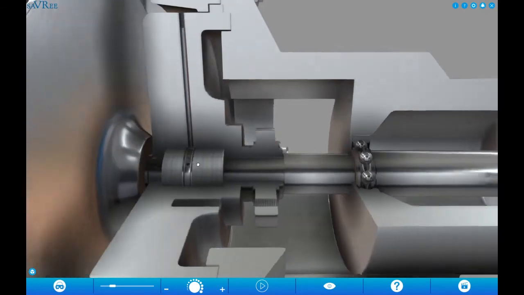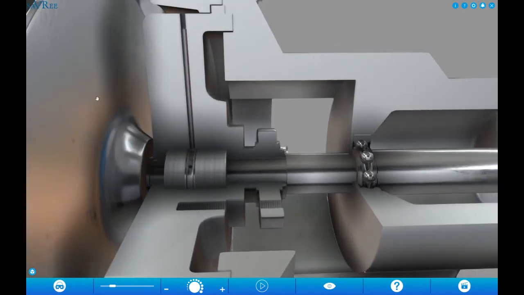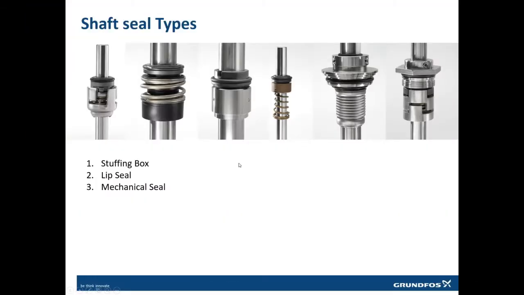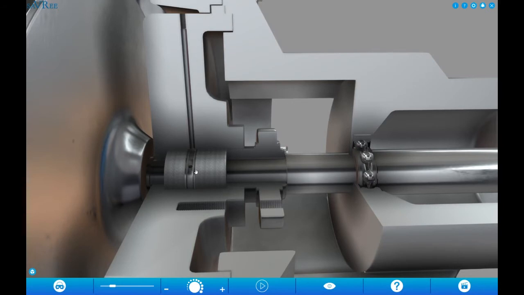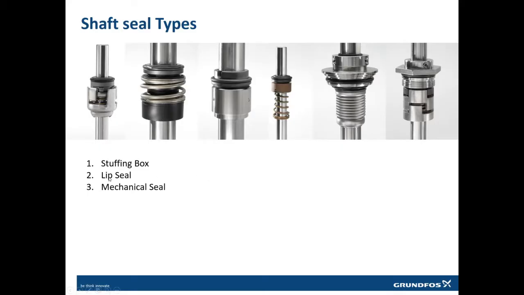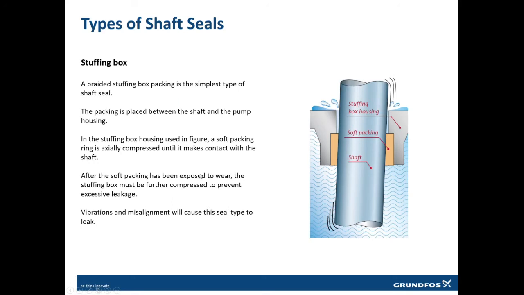The sealing which will stop the water from going into the atmosphere. What are the types? There are 3 major types of shaft seals. The first one is the stuffing box. This is the one which we saw in this example. The second one is the lip seal. The third one is the mechanical seal. Now the stuffing box, with braided stuffing box packing, is the simplest type of shaft seal. It is a very simple type of shaft seal.